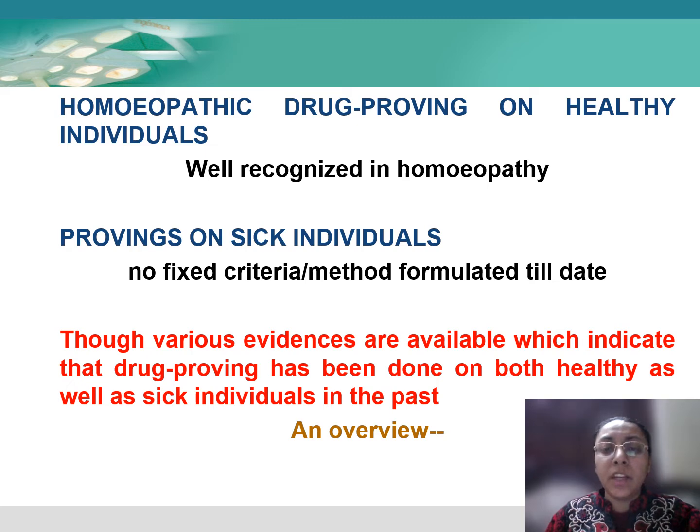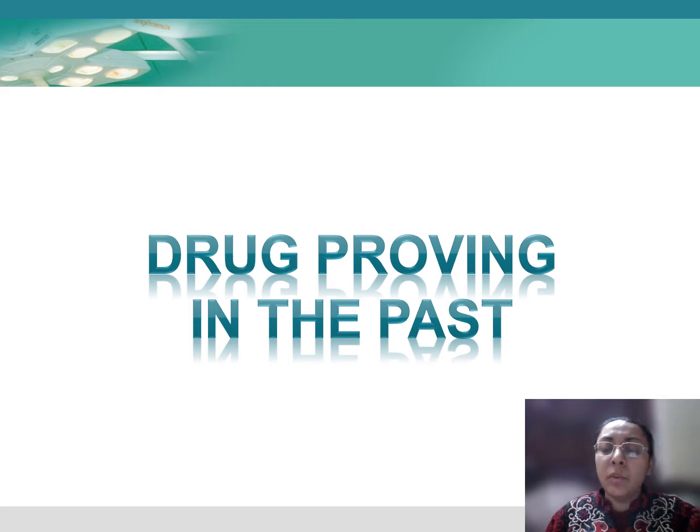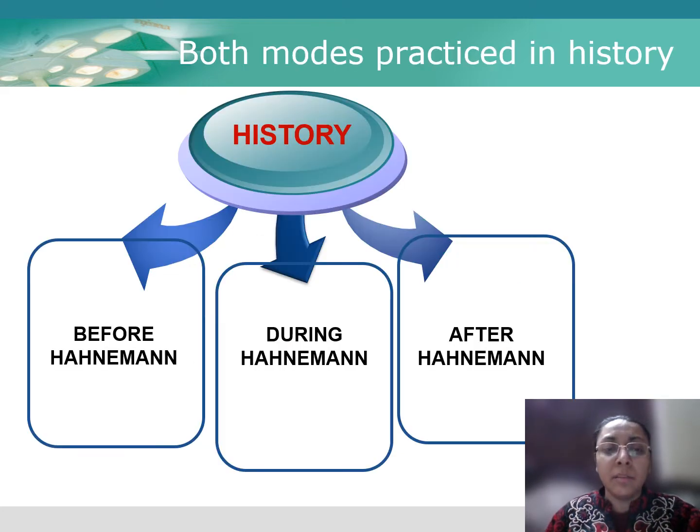But we see that various evidences are available in history which indicate that drug proving has been done on both healthy as well as sick individuals in the past. So let's have a brief overview of that. Drug proving in the past has been done before Hahnemann, during Hahnemann's era and after Hahnemann. And we see that both the modes, that is proving on the healthy and proving on the sick, have been practiced in history so far.